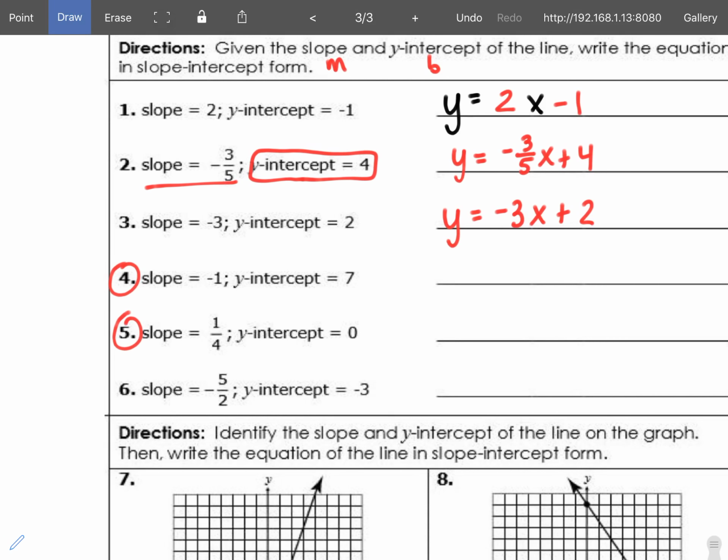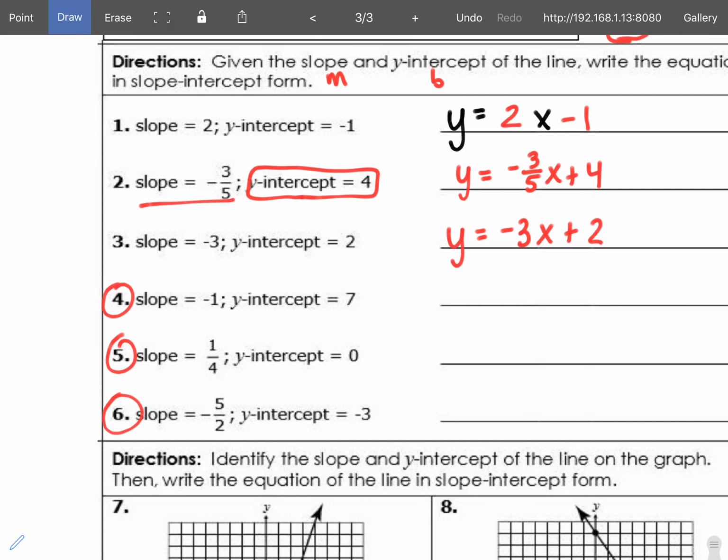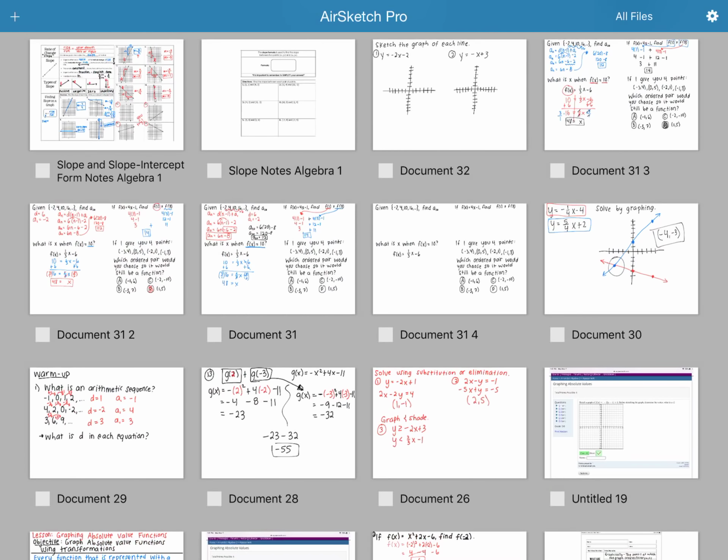Okay, I want you to try 4, 5, and 6 on your own. Same thing. You're just going to write it in slope-intercept form. So if I ask you to write something in slope-intercept form, this is how it's going to look. What 2 pieces of information do you need for slope-intercept form? Well, you need a slope and you need a y-intercept, right? Just the slope and the y-intercept.